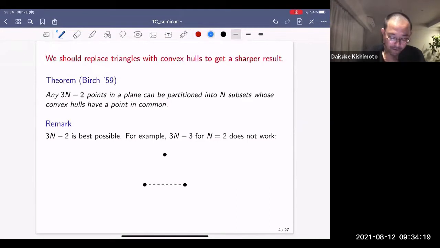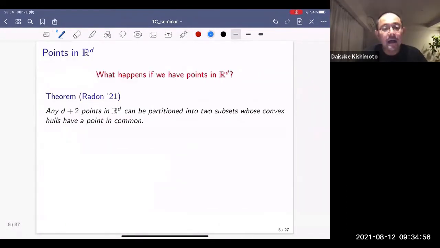I mean, if you have 3 points in a plane, then essentially there is one partition of these 3 points into 2 subsets like this. And these partitions don't give you any point in common because they are disjoint. Okay, so this is a story about points in a plane. So we can ask what happens if we have points in R^d.